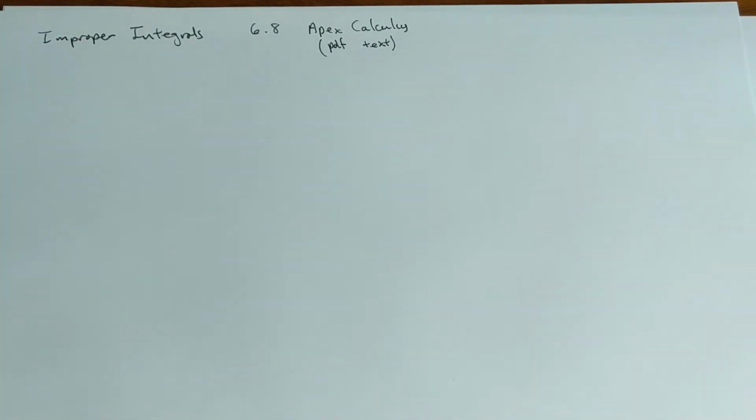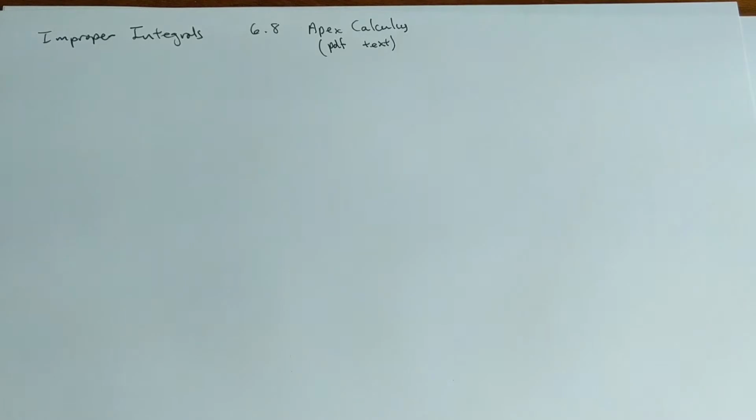Okay, so what is an improper integral? Improper integrals are kind of definite integrals. So what we're talking about is area under a curve. And with an improper integral, one of the bounds is going to be infinite. One or both of the bounds will be infinite.